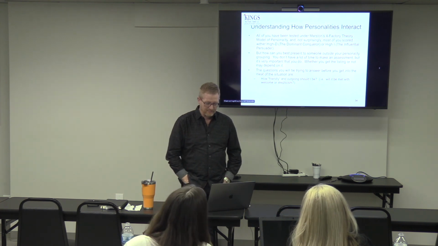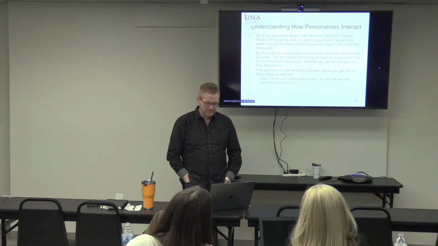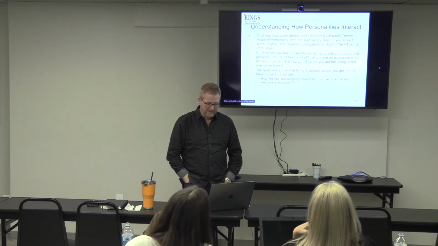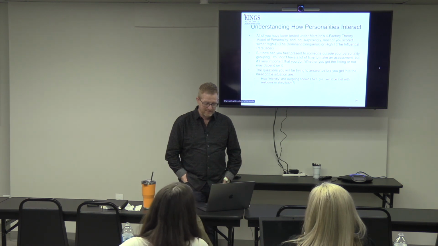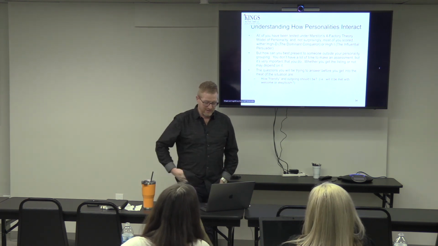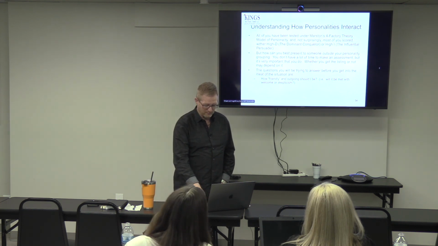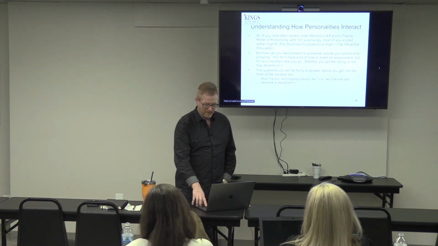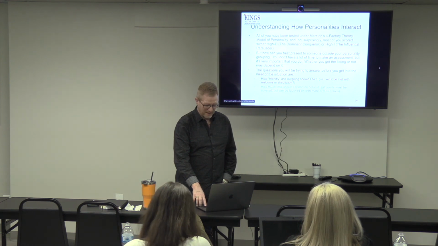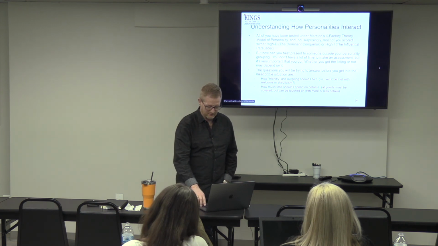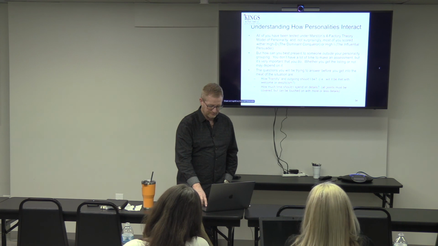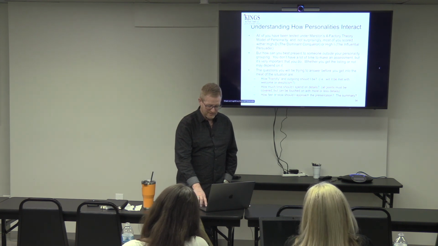All right, so most of you probably scored either high D or high I, but how can you best present to someone outside your personality grouping? You don't have a lot of time to make an assessment, but it's very important that you do. Whether you get the listing or not may depend on it. So the questions you are trying to answer before you get into the meat of the situation are: how friendly and outgoing should I be? Will I be met with welcome or skepticism? How much time should I spend on details? All the points must be covered, but can be touched on with more or less detail. How fast or slow should I approach the presentation?